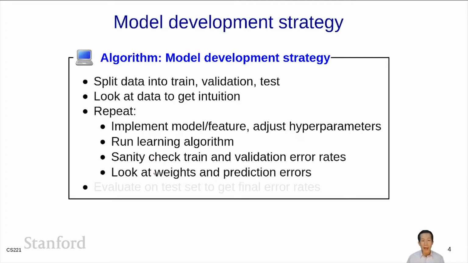You also want to look, at least for linear classifiers, at the weights, if they're interpretable, again to sanity check and get some intuition. And you also want to look at some prediction errors. You want to understand, if the model is not doing as well as you like, how is it screwing up? And you repeat this until you're satisfied. And then finally, you unlock the test set, you evaluate on the test set to get your final error rates that you put in your review.